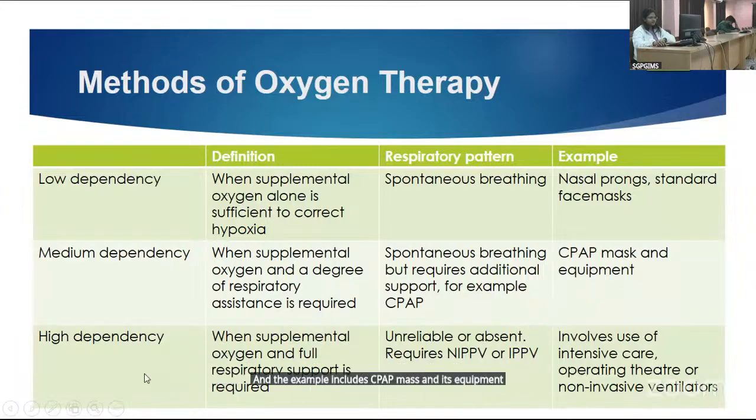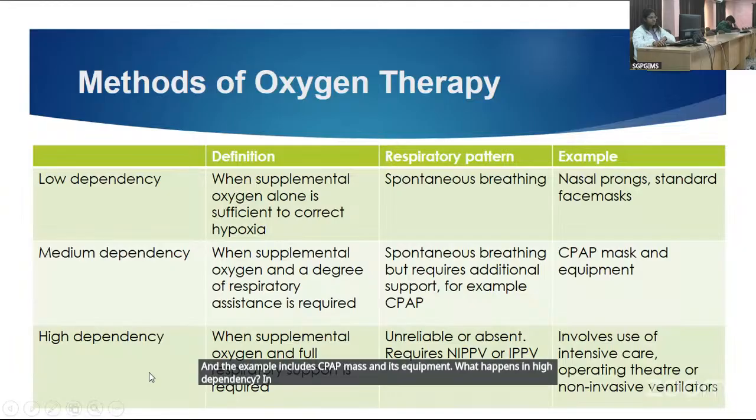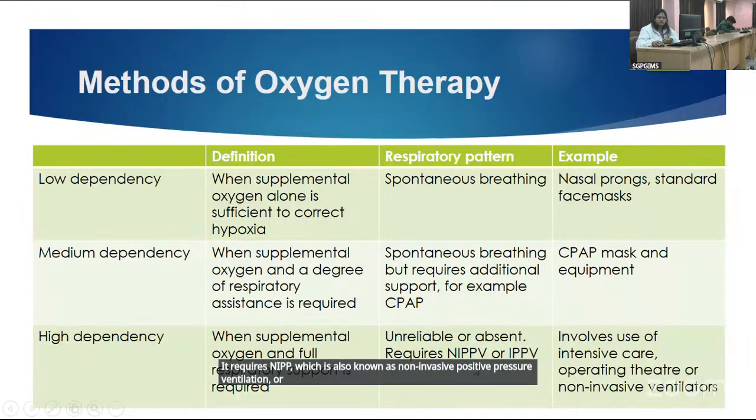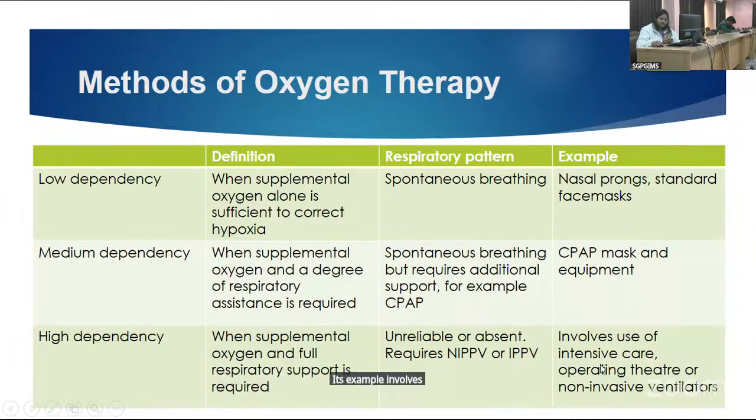What happens in high dependency? In high dependency, supplemental oxygen is full and the patient's respiratory support is also full. The respiratory pattern is unreliable or absent completely. It requires NIPP, also known as non-invasive positive pressure ventilation or intermittent positive pressure ventilation. Examples involve use in intensive care, operating theater, and non-invasive ventilators.